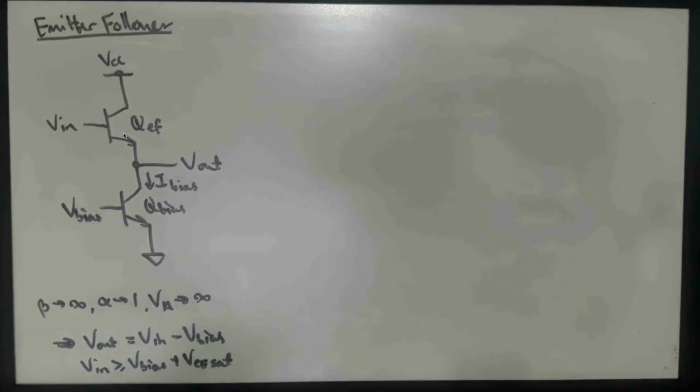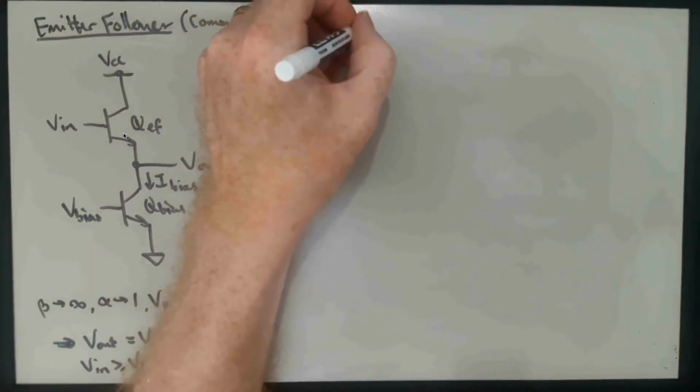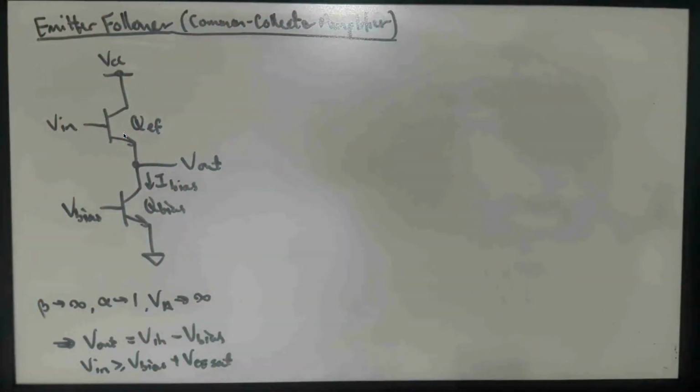This is sometimes also called a common collector amplifier. That's another name for this circuit. I don't find that name to be particularly enlightening. It's part of a standard taxonomy of single transistor amplifiers made with bipolar transistors, but the name emitter follower is so much more descriptive of what the circuit does that I tend to almost forget that it's called a common collector amplifier.